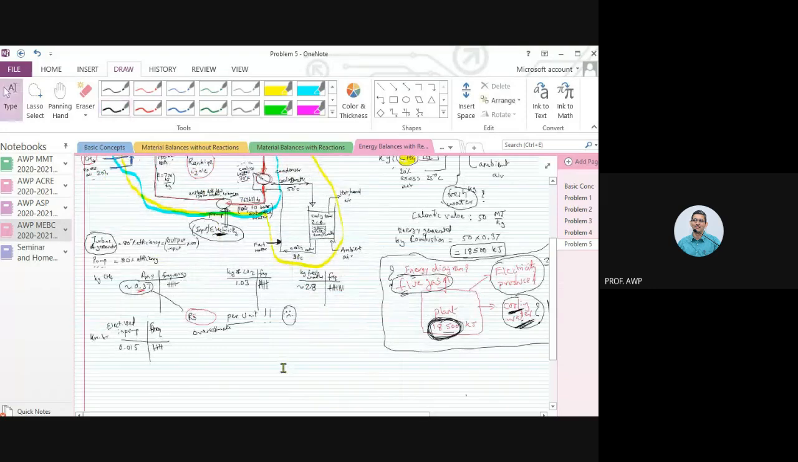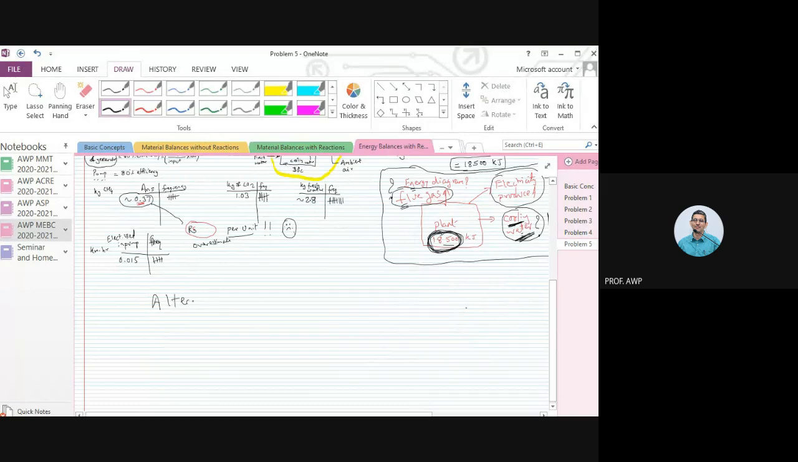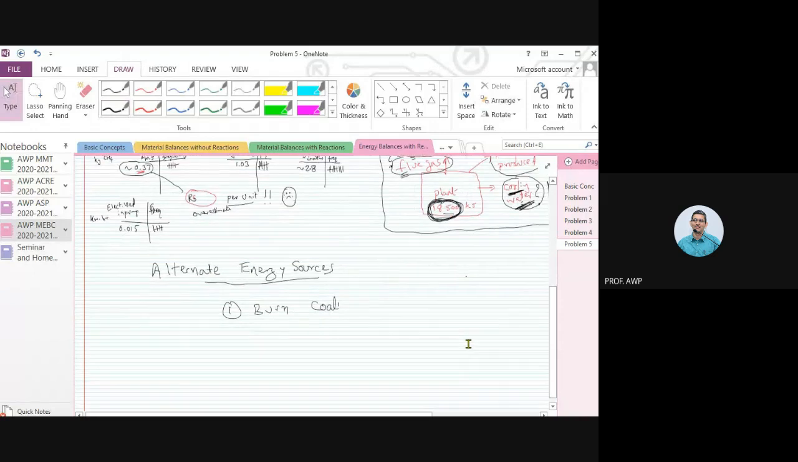Some of you may say, don't use methane. So what could be alternate fuel sources? One could be windmills, burn coal. Instead of using methane, burn coal or burn biomass. Don't burn trees, but whatever waste biomass is there from agricultural produce, burn that, generate electricity.